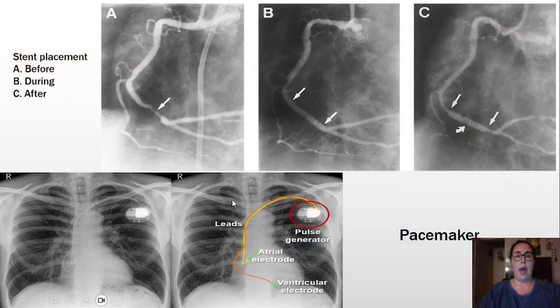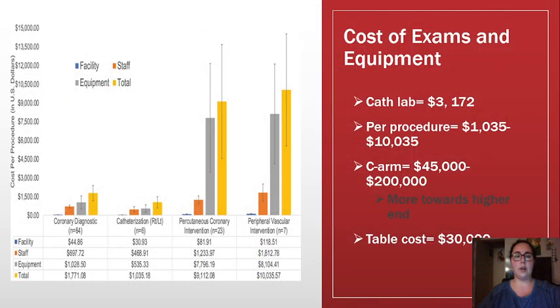So here we have a stent being placed. This is before, during, and after. And down here we have a pacemaker. And like I said, you need to have an interventional doctor do it because they have to make an incision to where it goes.